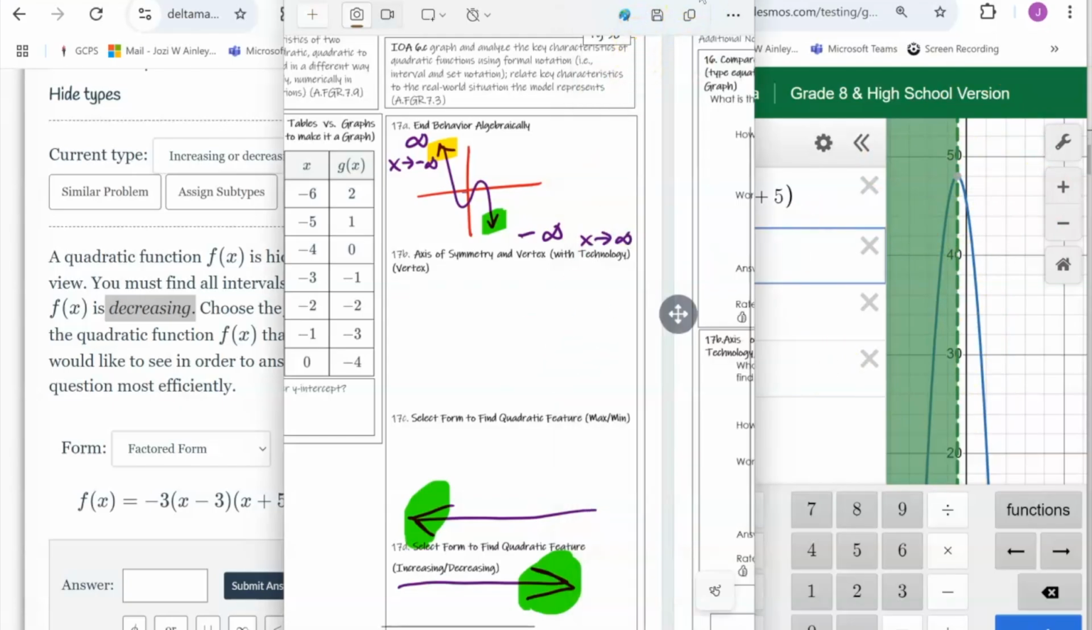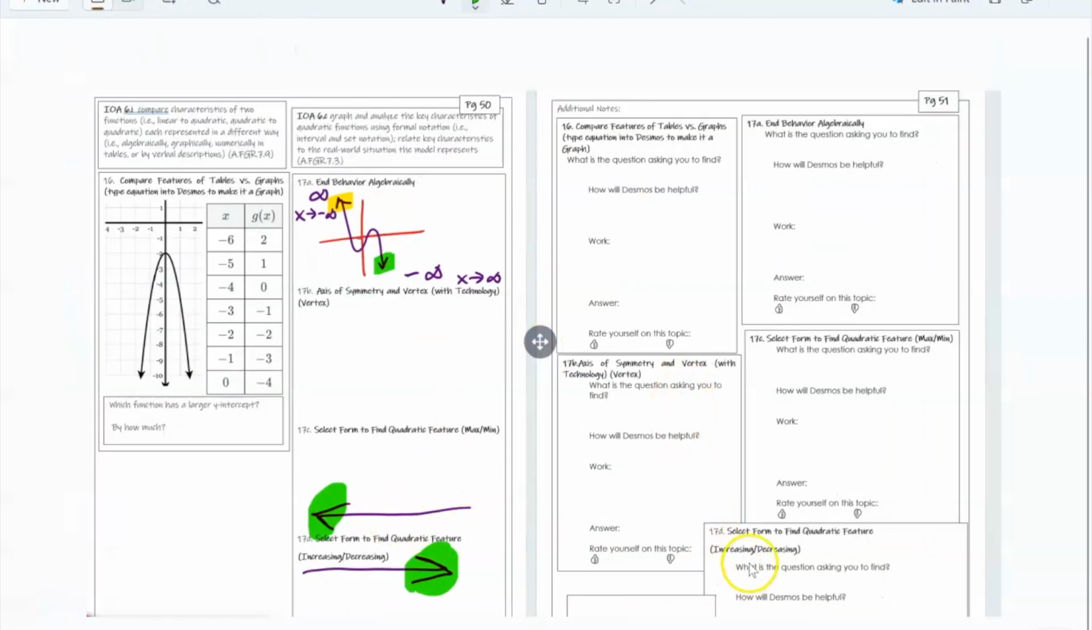So when you're answering this question for 17D, which is right here, how will Desmos be useful? It's going to be useful to check your answer, to make sure it colored the correct side. So once again, please make sure that you did complete your notes.